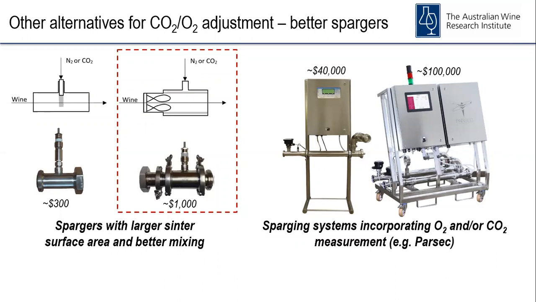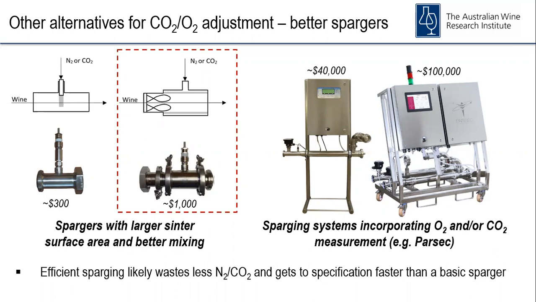And if you're recirculating on a tank, they can be quite useful because you can set them to pump and sparge until the set point is reached, whether it be for oxygen or carbon dioxide levels. So as I said, if you adopt some of the more efficient sparging arrangements, you might waste less nitrogen and carbon dioxide, and you get to specification faster.